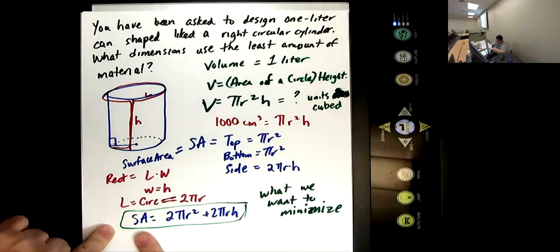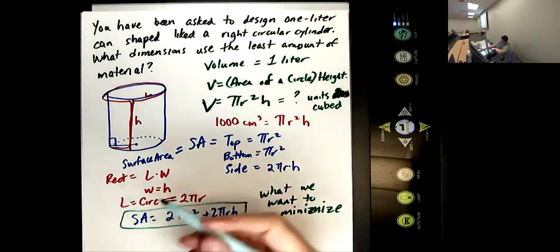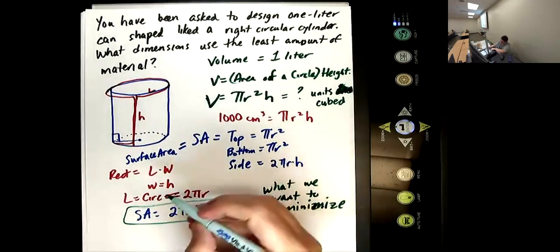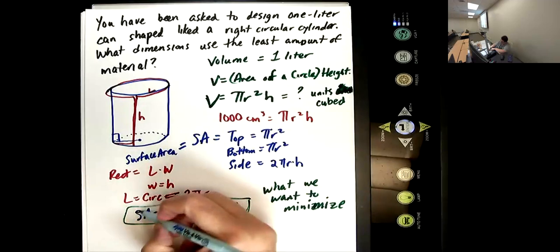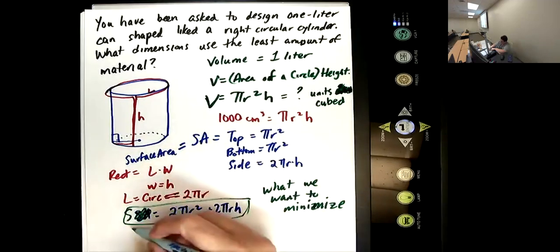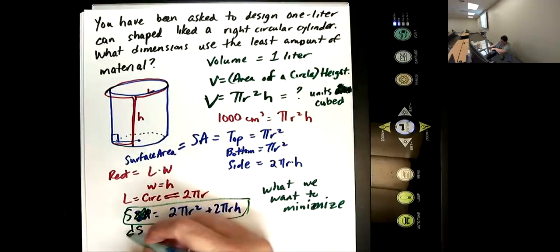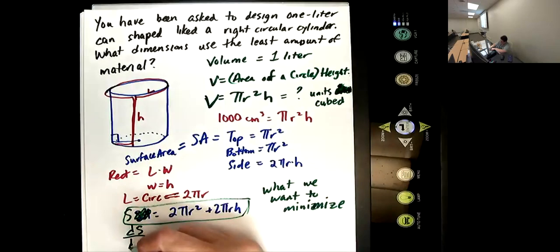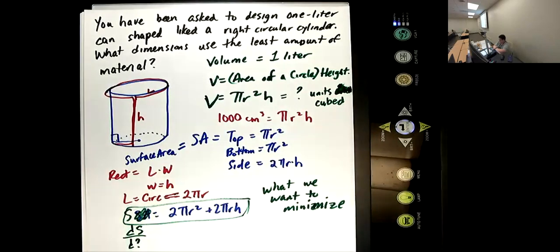I want to solve this. What I want is, maybe SA is a little bit long. Let's just call it S. I want dS d something. I got two variables here though. That's shitty.